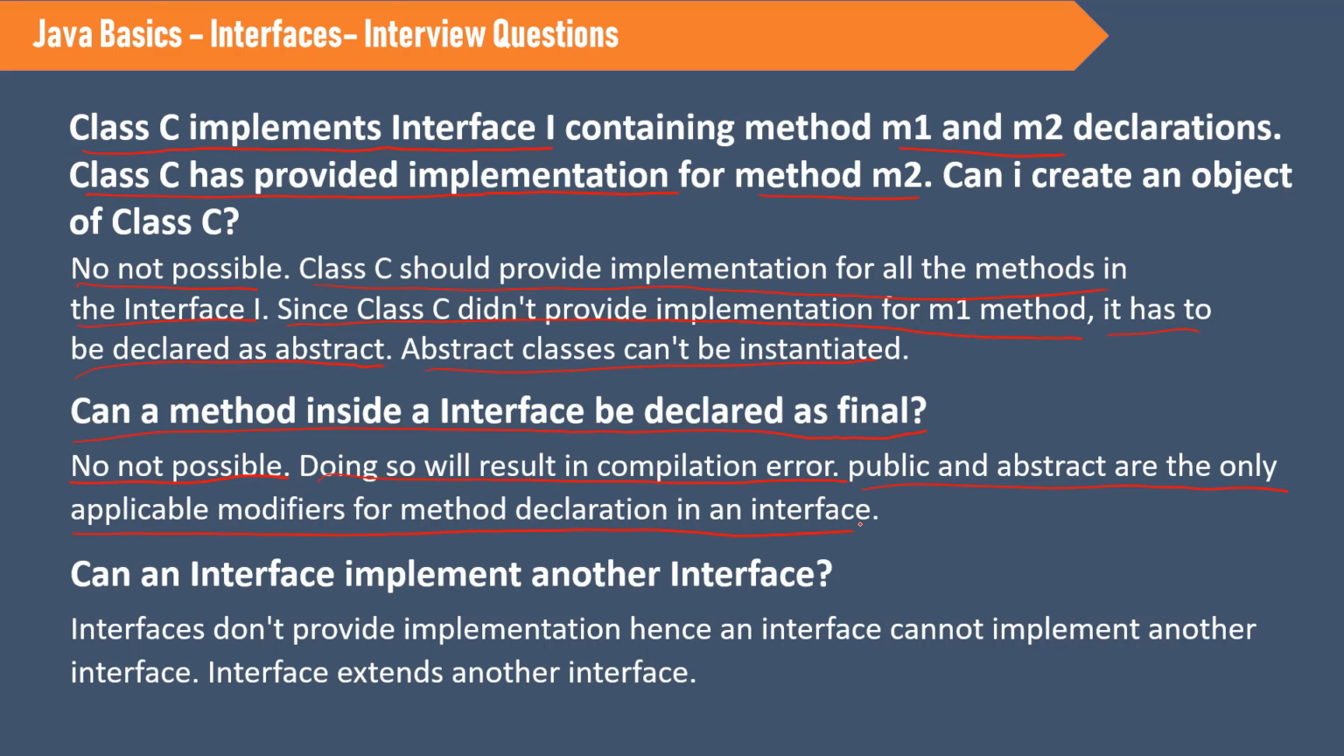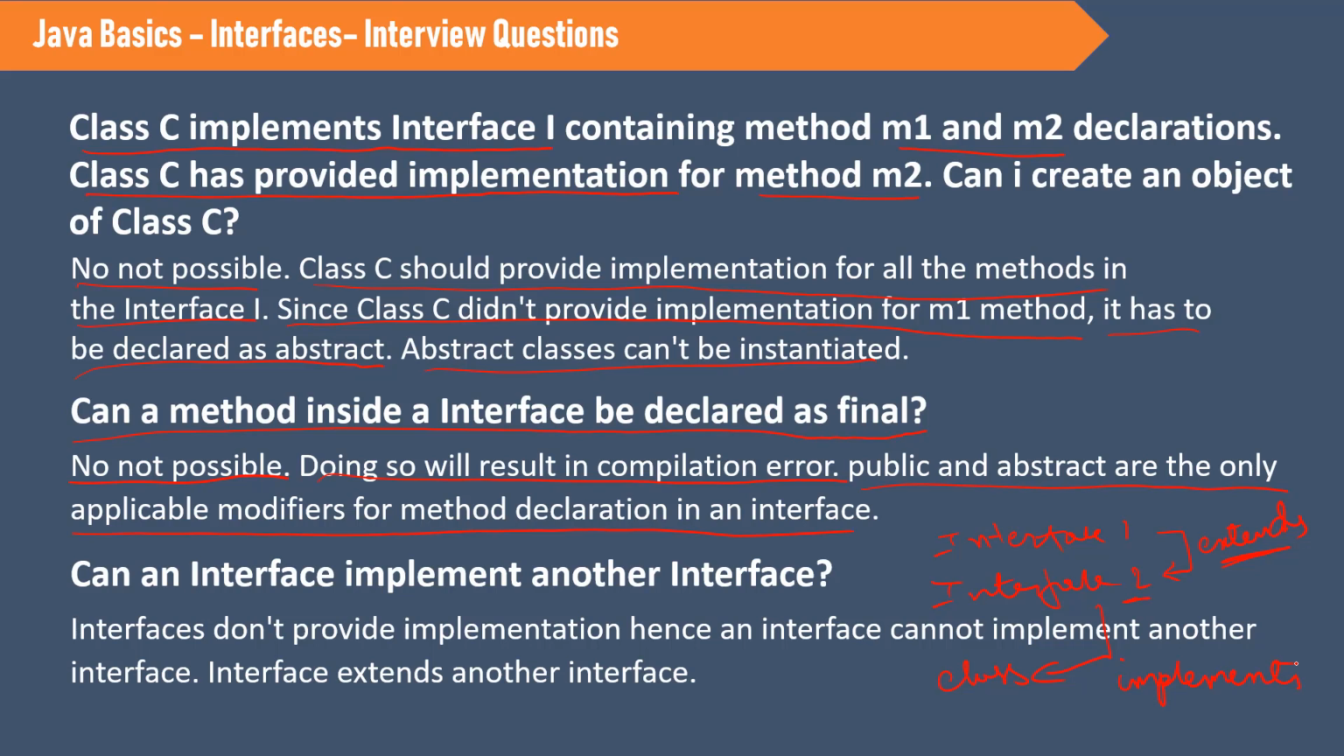Can an interface implement another interface? So we have already seen this in the previous examples. If we have two interfaces, which is interface 1 and interface 2, in order to get the functionality from interface 1, like methods or variables, into interface 2, we have to extend this one. We have to use extends, but not implements. Implements is used only with classes. If we want to implement these interfaces, then we will use implements keyword.